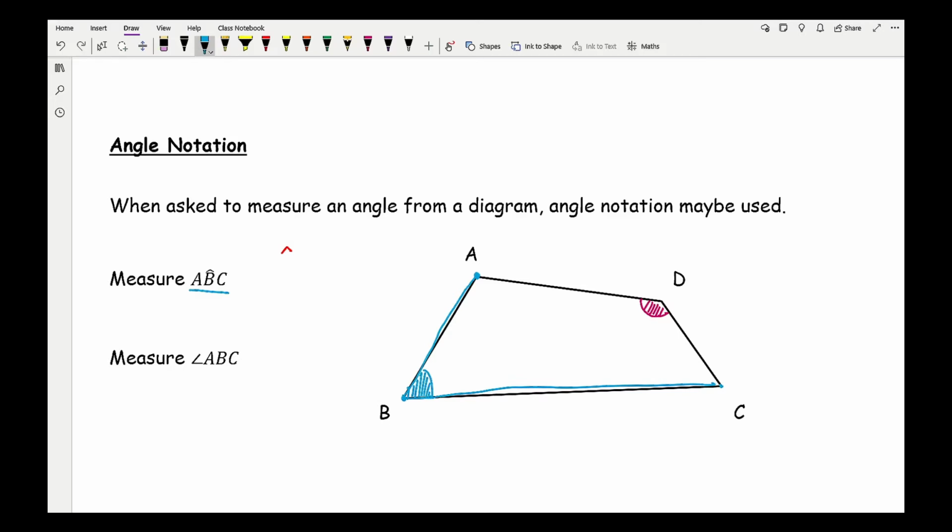So you don't feel as if you have to mark out what the first letter is, what the middle letter is, what the last letter is. It's basically the angle with a little hat on top. And another way of looking at angle notation is to represent it with a little diagram, an angle diagram.